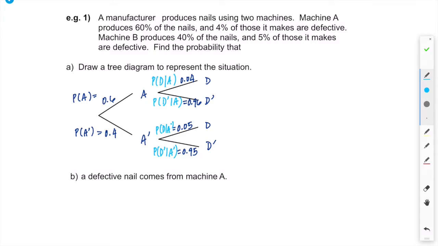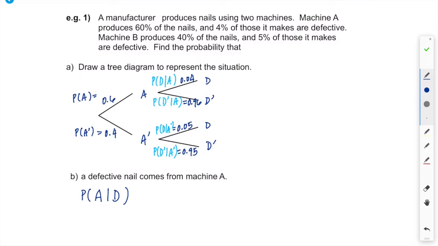Okay? So what are we interested in finding? We're interested in finding the probability of a defective nail which comes from machine A. So let's process this. A defective nail comes from machine A. So the subject here really is, we already know that we're looking amongst the defective nails, meaning that's our condition. I don't care about anything that is not defective, and it came from machine A. Okay?